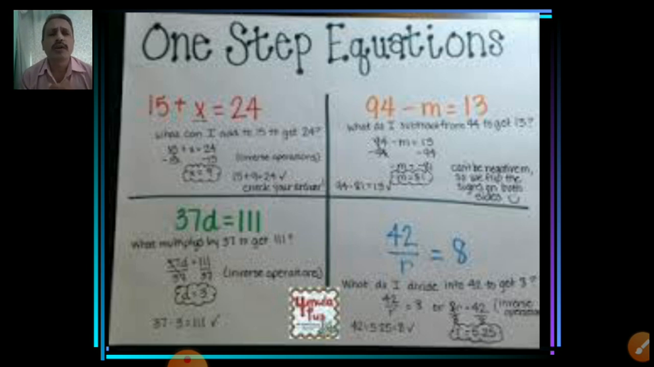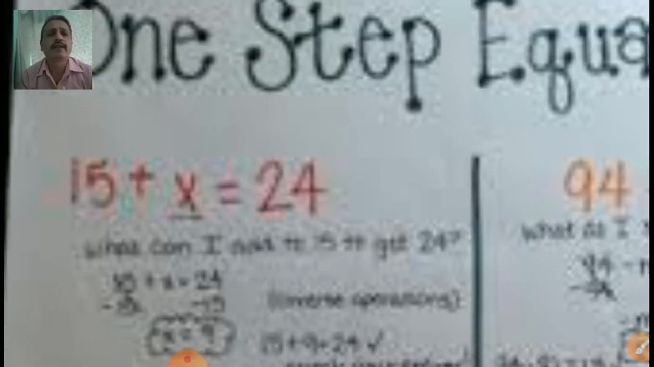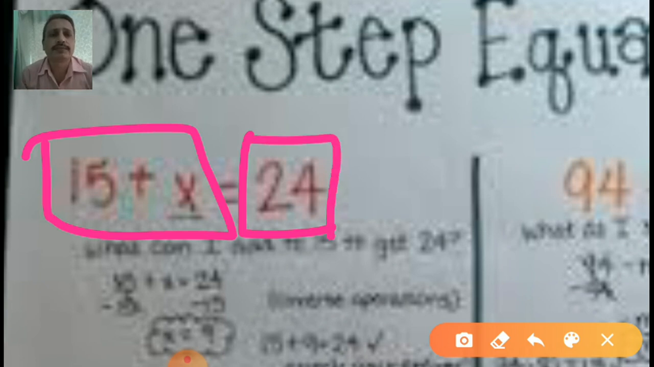Here, what do we have to do? There are two ways to find the solution. A very easy method is there. Suppose we see what is on the left side. Let's check. The left side is 15 plus x. Very good, students. This is my left side. And what is my right side? 24.